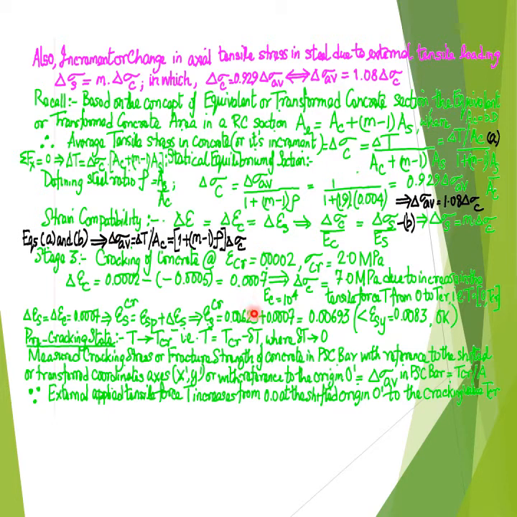Considering that the slope of the straight line portion of the uniaxial stress strain curve of the concrete, also defined as the elastic modulus of concrete, is 10 to the power 4 MPa as calculated in one of the previous slides.